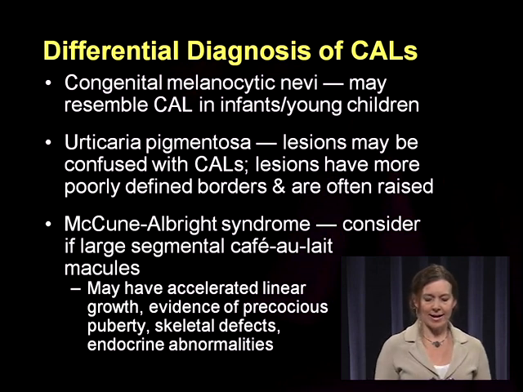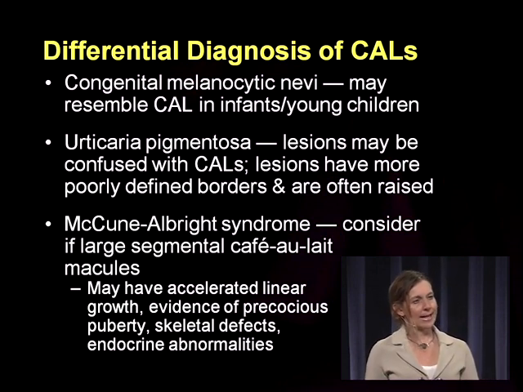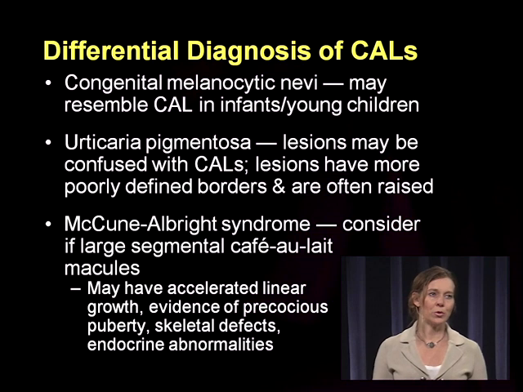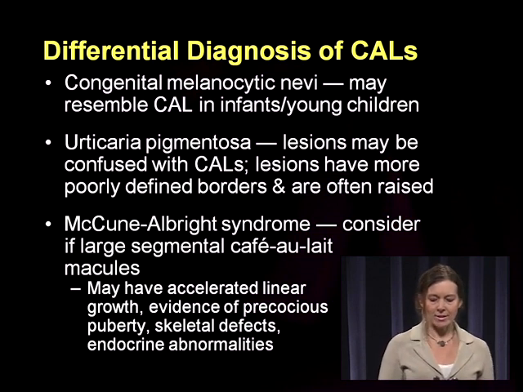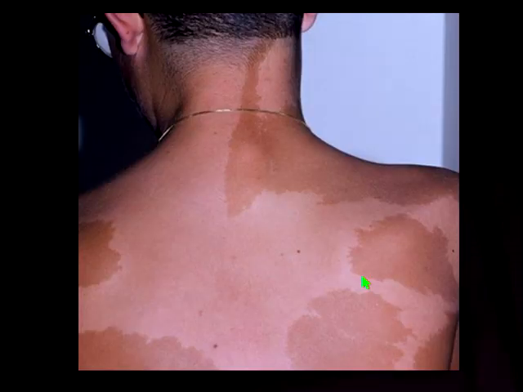When you have a patient that has large, particularly segmental cafe au lait that tend to involve certain regions of the body, you want to think about the possibility of a condition called McCune-Albright syndrome. And patients that have McCune-Albright syndrome will sometimes have other clinical stigmata that includes accelerated linear growth, any signs of precocious puberty, and very specific skeletal defects as well as endocrine abnormalities. This is a young man, and I have only just seen a few patients, so this is not something we see commonly, but this youngster has McCune-Albright syndrome.